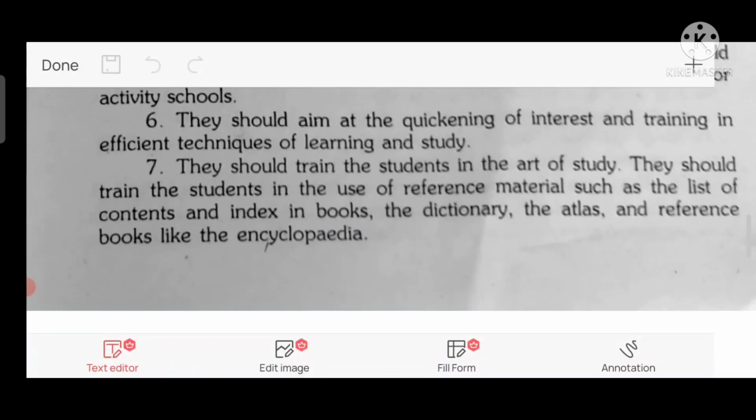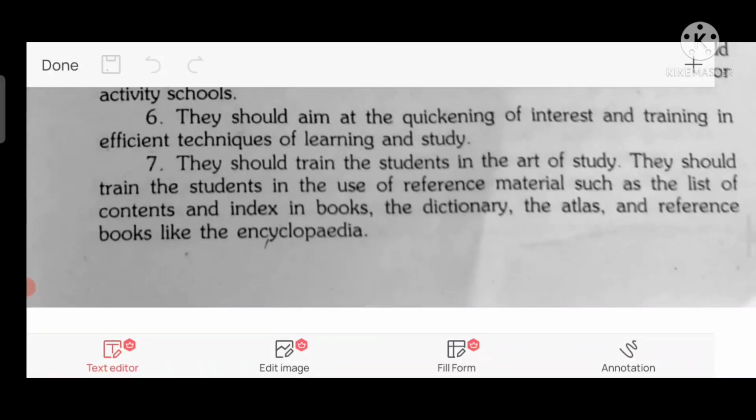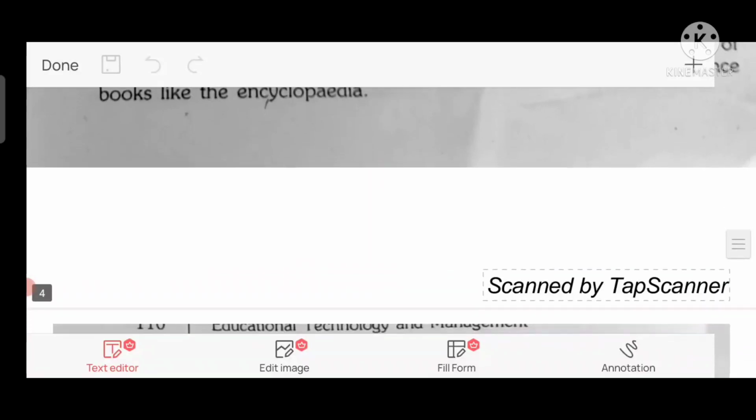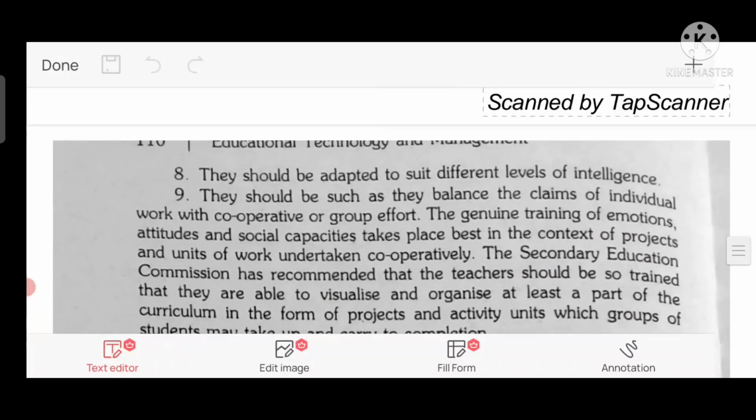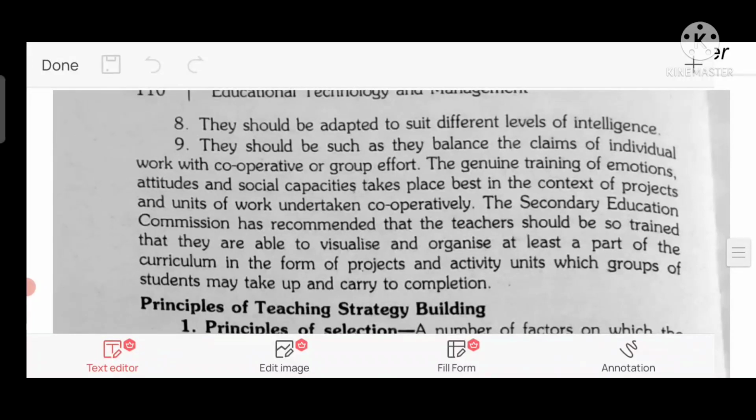Point number 6, they should aim at the quickening of interest and training in efficient techniques of learning and study. Point number 7, they should train the students in the art of study. Point number 8, they should be adapted to suit different levels of intelligence. Point number 9, they should balance the claim of individual work with cooperative or group effort.